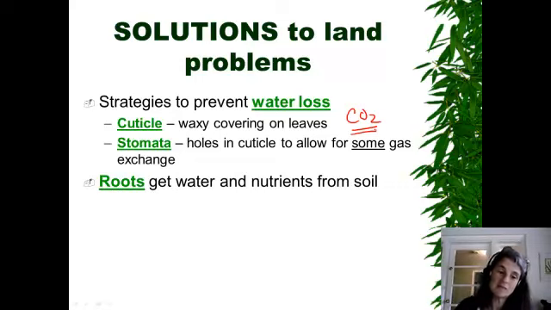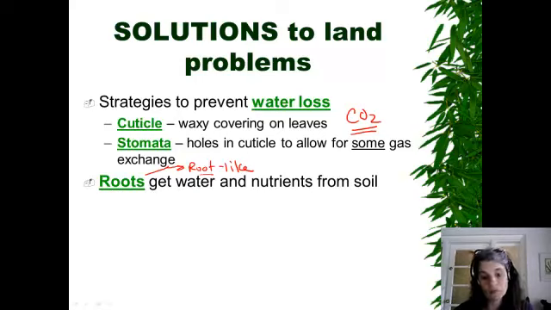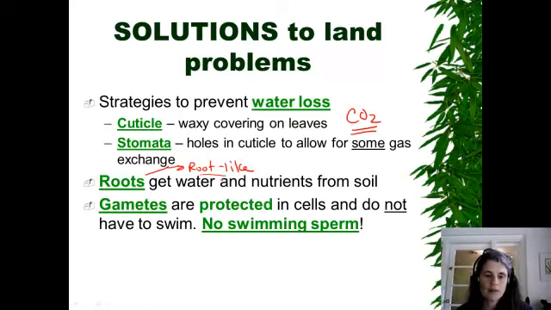So plants evolved roots, or at least root-like structures, and let's be clear that not all plants have roots. Some just have root-like structures, as we'll see in the moss in a minute. But either way, the roots or root-like structures do serve to connect the plant to the soil so it can get water and minerals from the soil.